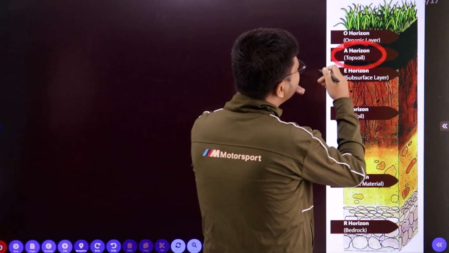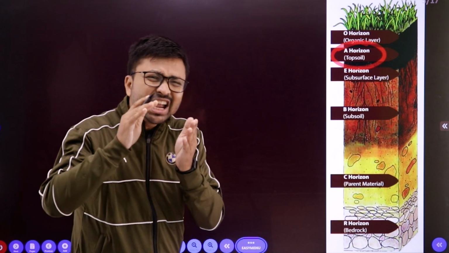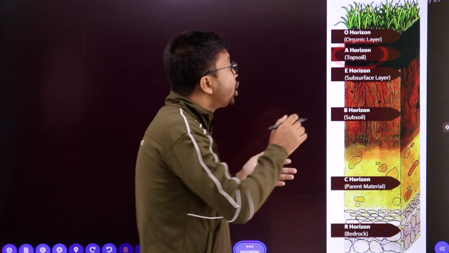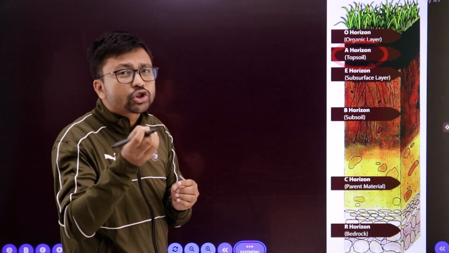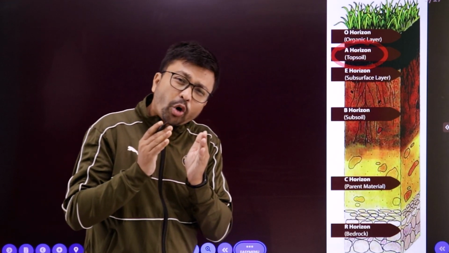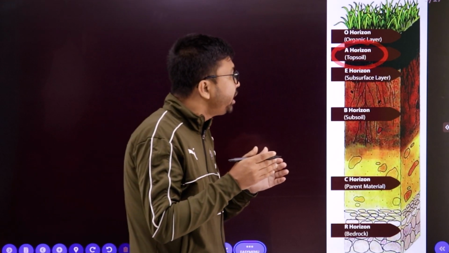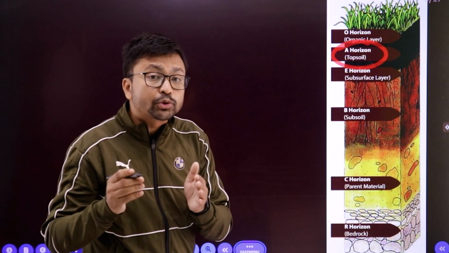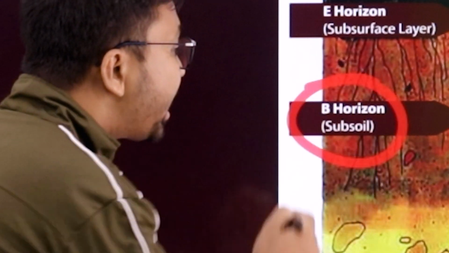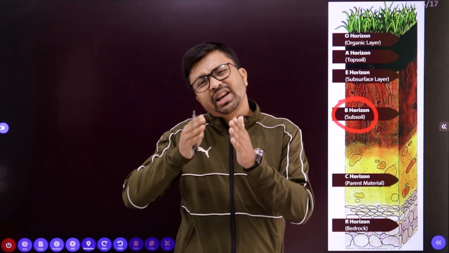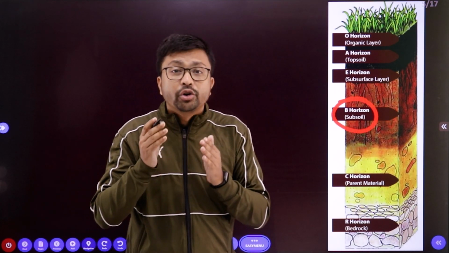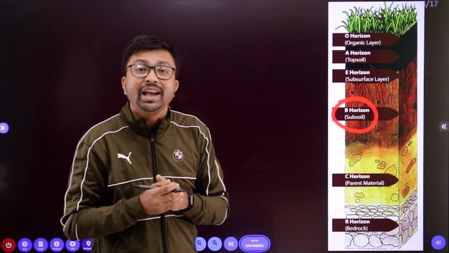Above the A horizon there will be the O horizon. But basically there will be only organic materials, different types of plants. Now in the A horizon or topsoil, you will get the roots of the plants much more. Here also organic materials will be comparatively more. Next, after topsoil, the next layer will be the subsoil, that is called the B horizon. Here also organic materials are present in the form of roots, but comparatively less.